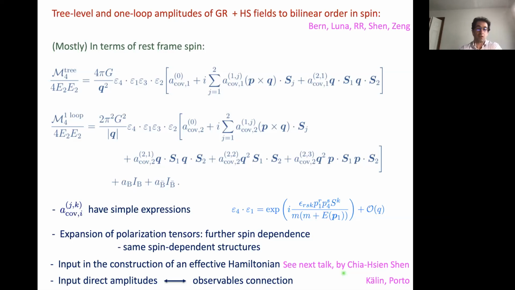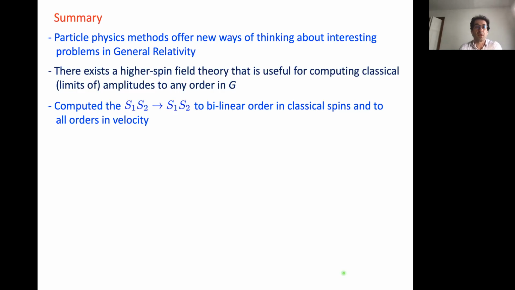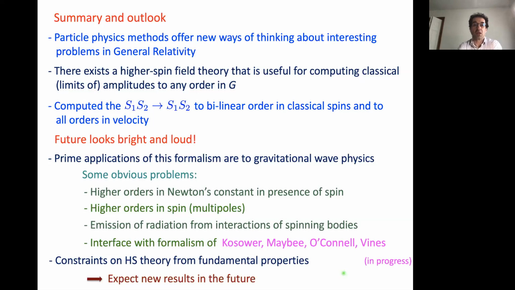So with that, I am at the end of my talk, minus an animation. So I hope I managed to convince you that there is a higher spin Lagrangian that can be used to study interesting problems in GR. And as a demonstration of that, I've described for you a piece of the scattering of two higher spin fields to all orders in velocity, which is also bilinear in spins. And in principle, it can be done to higher orders in spins as well. The future is bright and loud, at least in gravitational waves.